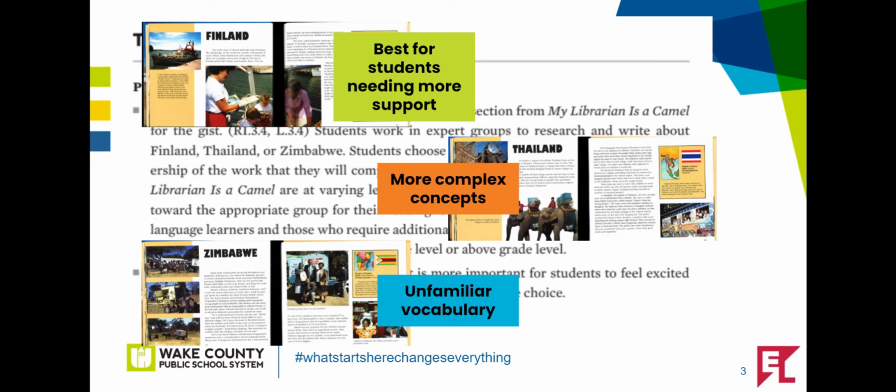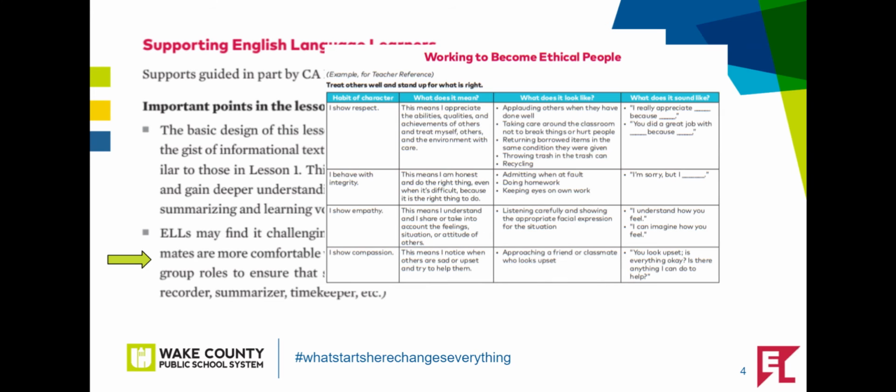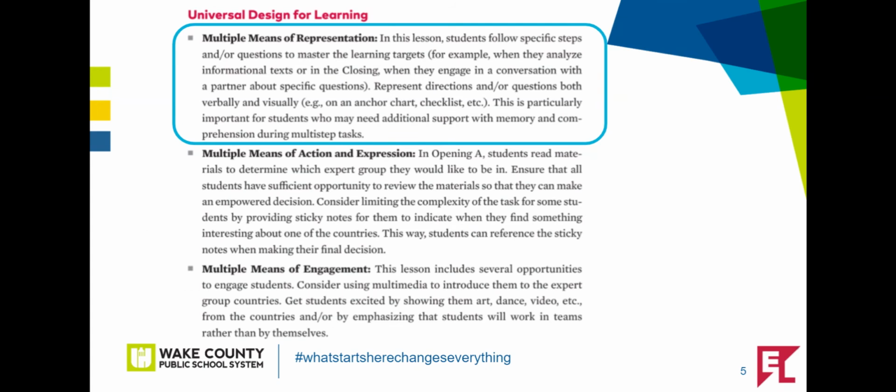In Work Time A of this lesson, student expert groups will generate group norms for collaboration. This may be a challenge for most groups to anticipate norms that will allow all students to have their voices heard. You will reference the Working to Become Ethical People anchor chart, but you may want to consider giving more concrete roles to each group member, such as recorder or timekeeper. Alternatively, you may provide students with 3 prepared norms and ask their group to add 2 new ones.